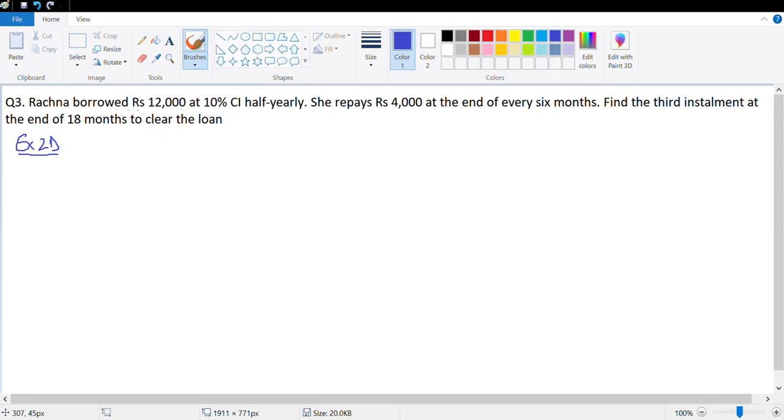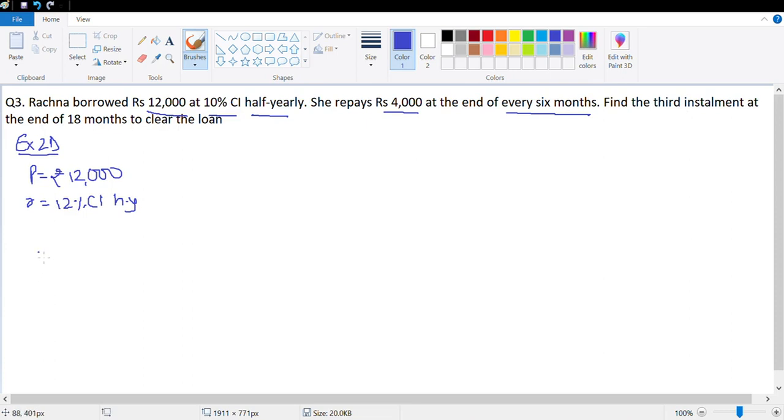It says Rachna borrowed rupees 12,000 at 10% compound interest half yearly. So principal is equal to rupees 12,000 and the rate is 10% compound interest compounded half yearly. She repays 4,000 at the end of every 6 months. Find the third installment. So let's calculate for the first half year.